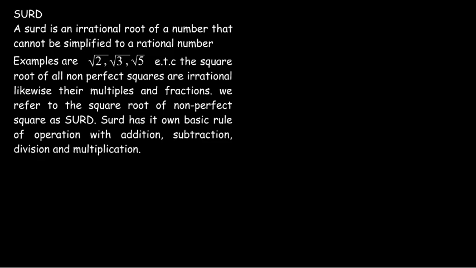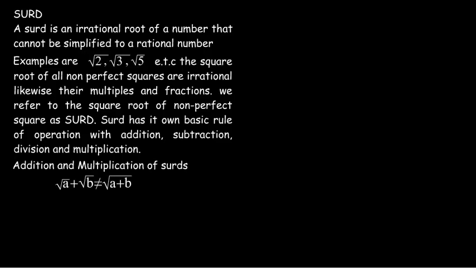Likewise, there are multiples and fractions. We refer to the square root of a non-perfect square as a sword. Sword has its own basic rules of operation with addition, subtraction, division, and multiplication. Now for addition and subtraction of swords, if we have two swords, root a plus root b is not equal to the square root of a plus b, and root a minus root b is not equal to the square root of a minus b.